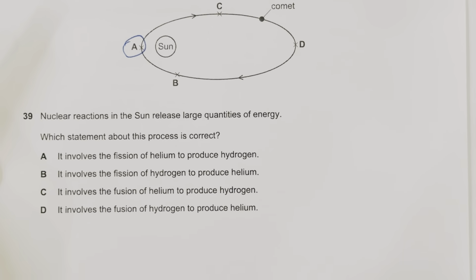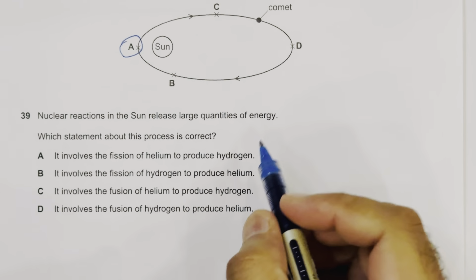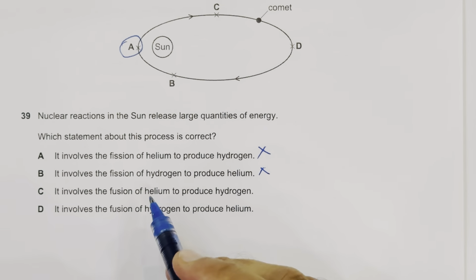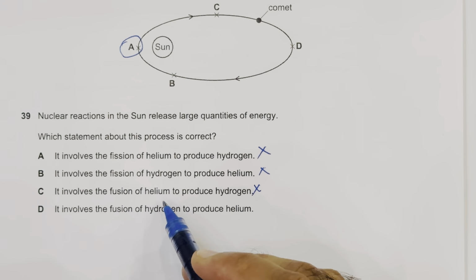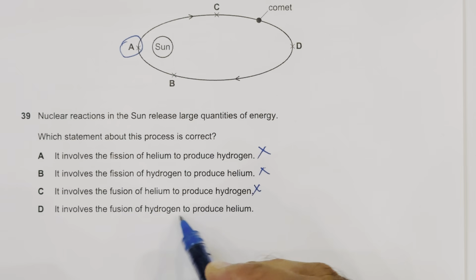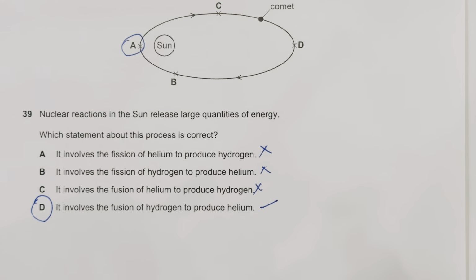Moving to question number 39. Nuclear reactions in the sun release large quantities of energy. Okay, which statement about the process is correct? It involves the fission, no. It involves the fission, no. It involves the fusion of helium to produce, no. It involves the fusion of hydrogen to produce helium. So option number D is the right choice.